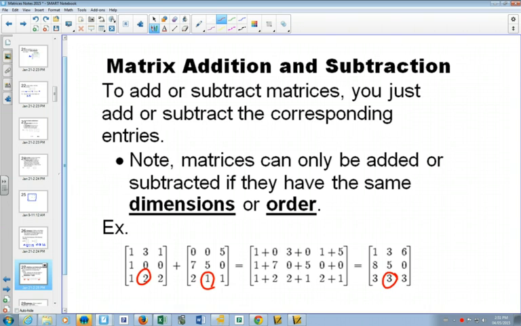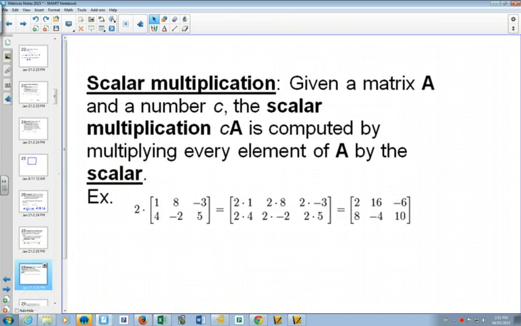Now, something important happens: you can only add and subtract matrices if they're the same size or the same order. Because if they're not, you have things that don't match up when you're adding, and then you can't just add zeros to that spot and make it bigger. What we do is we say that the orders have to be the same. So some things can't be added and some things can't be subtracted. But if their order is the same, then you can.